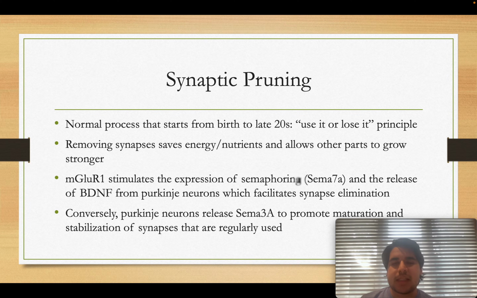Conversely, if we are using a synapse and it is very useful and we are using it very frequently, the Purkinje neurons release SEMA3A factor, and this is a strengthening factor that promotes maturation and stabilization of the synapses that are regularly used. So in summary, the synapses that we don't use get eliminated, so we are not wasting excess energy on them, and the synapses that we use frequently get strengthened, so we are not eliminating those that we need for later on.